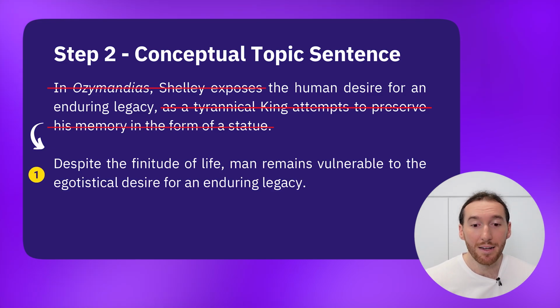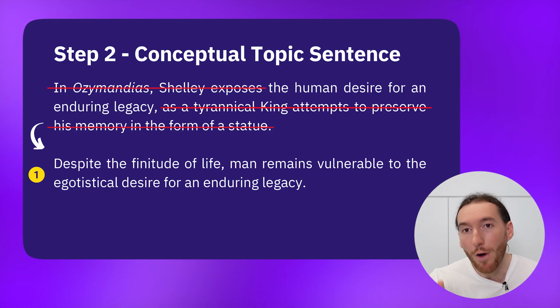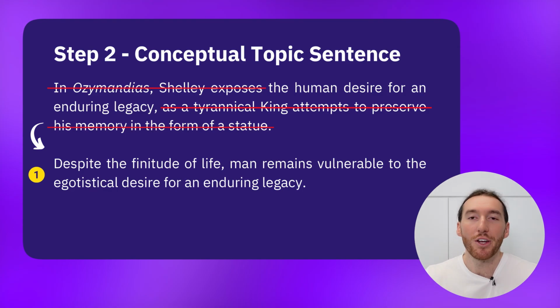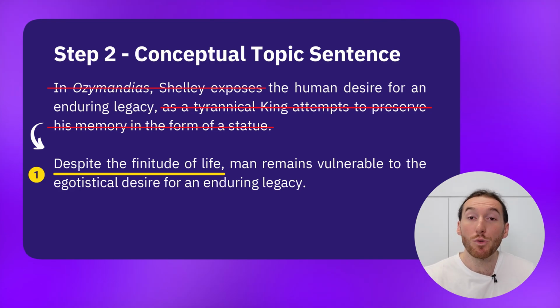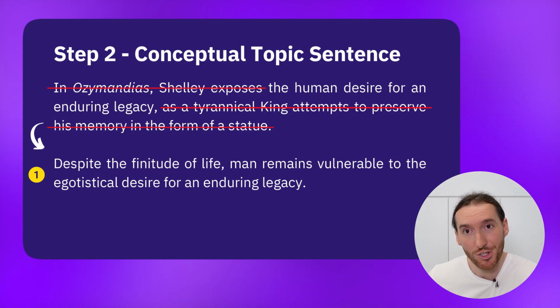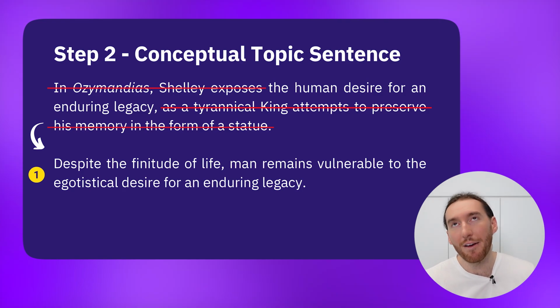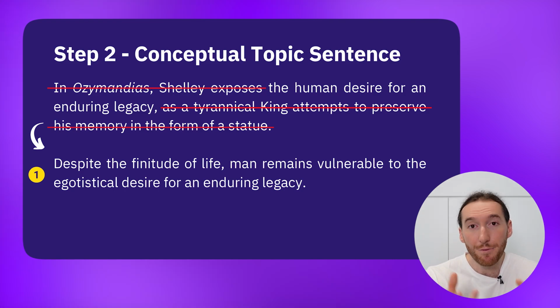So sentence 1 here, we've added a little bit in to flesh it out because now we've removed a lot. "Despite the finitude of life, man remains vulnerable to the egotistical desire for an enduring legacy." So you can see I've added a little bit of flair now that we're extending out that first sentence because we are purely making a claim based on the idea. We haven't referenced the text yet. The idea in this sentence, if you read that to yourself, that could apply to lots of things. A lot of people would agree with that. They would say, yeah, life is short, but people do try to live forever, and that comes from the ego. Right, so that is a fundamental truth.